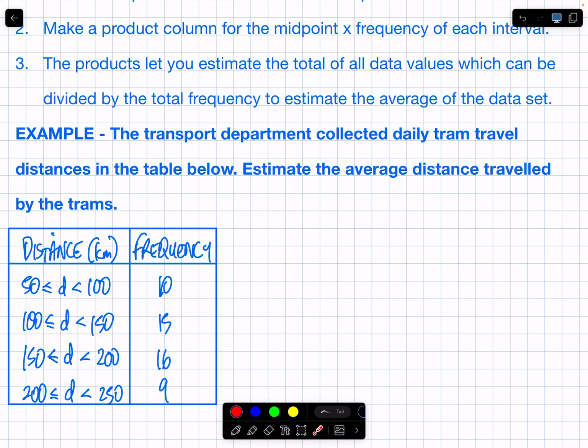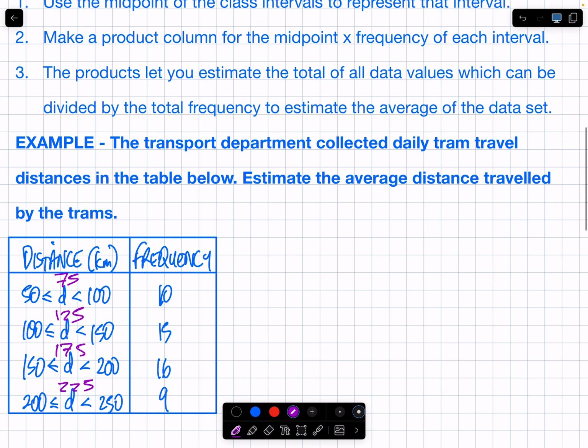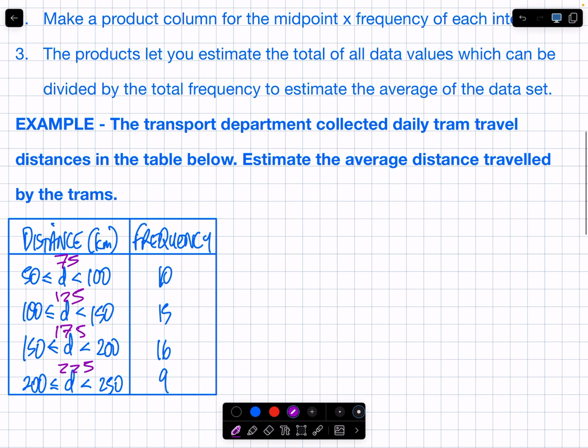So following the steps, you use the midpoint of the class intervals to represent the class itself. So what would the midpoint of 50 to 100 be? 75. If you're ever not sure, find the average of the 2 extreme numbers. 100 plus 50 is 150, divided by 2, 75. So that number, the midpoint, is going to represent that class interval. Midpoint of 100 to 150. Next. 225. So step 2, make a product column for the midpoint times the frequency of each interval.